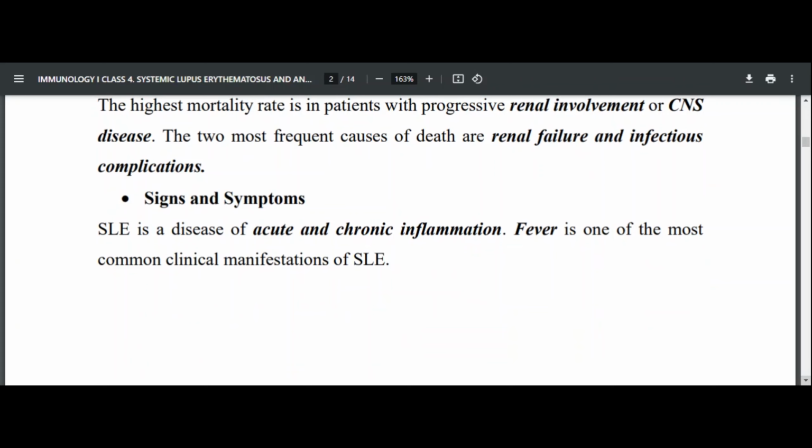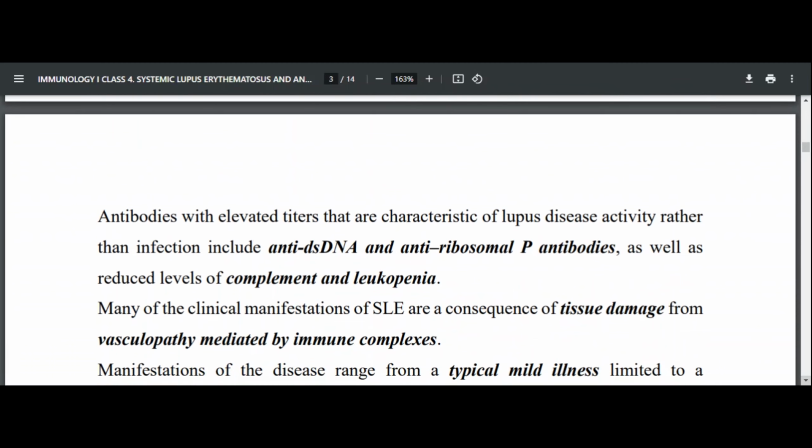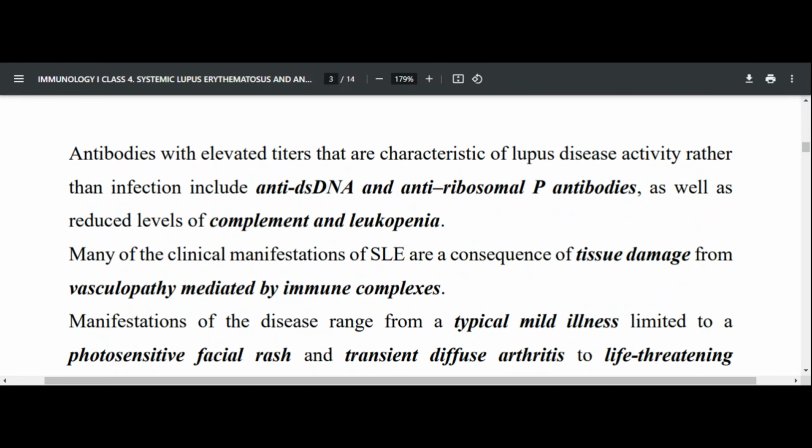So fever is the most common clinical manifestation in systemic lupus. Always, fever is the most common clinical manifestation in systemic lupus. So about antibodies, with elevated titers that are characteristic of systemic lupus, they can be the cause later than infections, and those antibodies will be anti-double-stranded DNA. So these are the common antibodies that are seen in systemic lupus: anti-double-stranded DNA and also anti-ribosomal P antibodies. Also complement and leukopenia reduction will also be occurring in this disease.